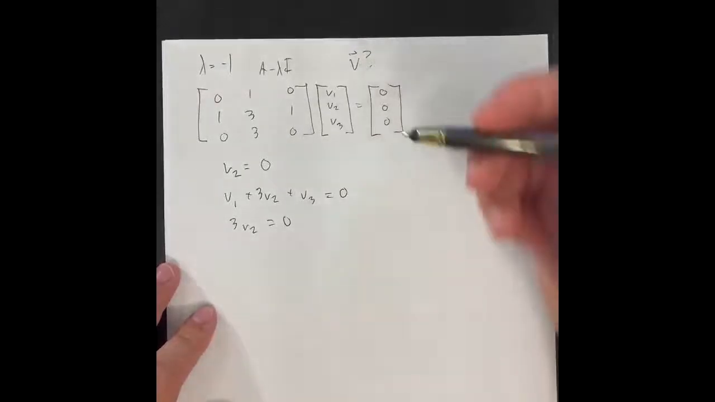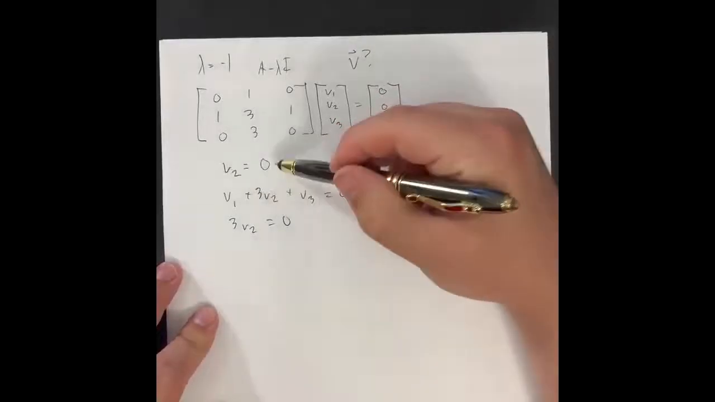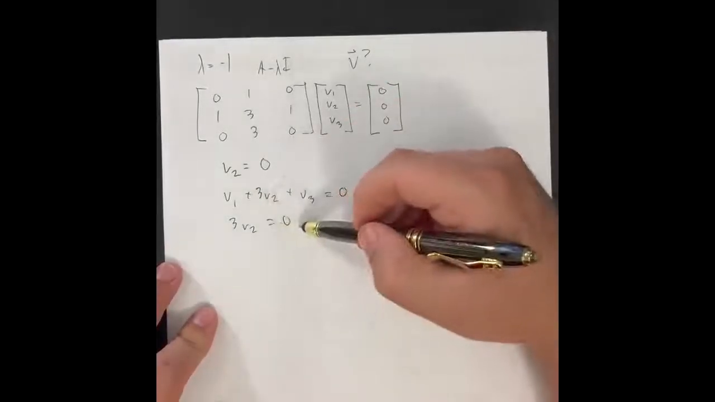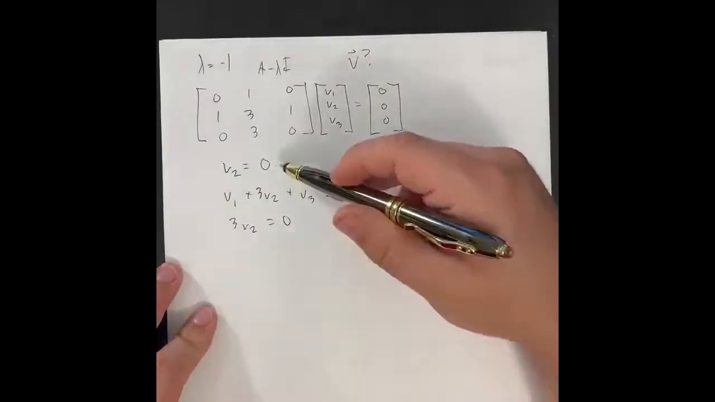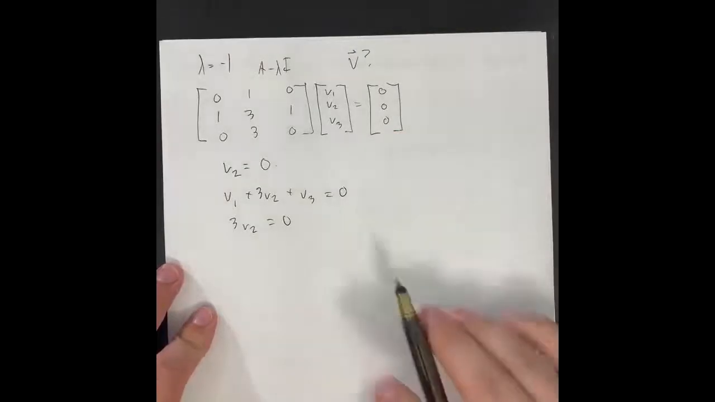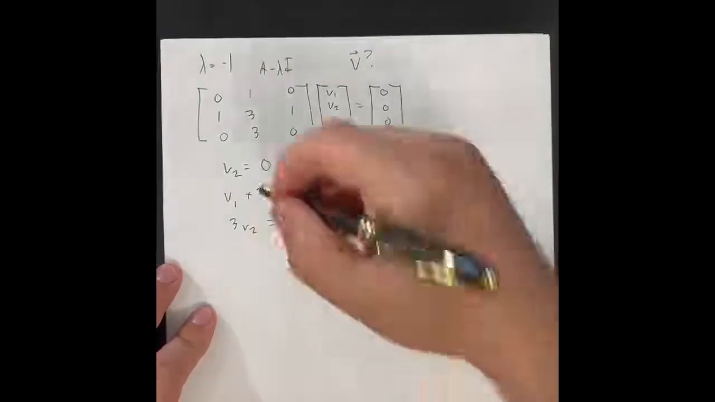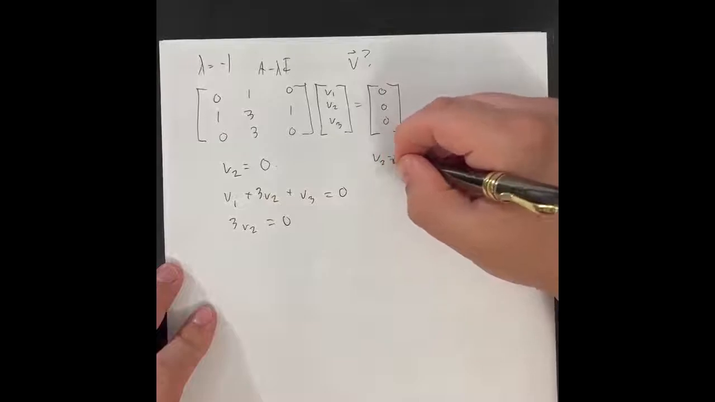Okay, so in this case, we see that right away. We see this equation says v2 is 0. This third equation also says v2 is 0. So basically this third equation didn't matter at all. We already knew that v2 is 0. So we know for sure v2 equals 0.